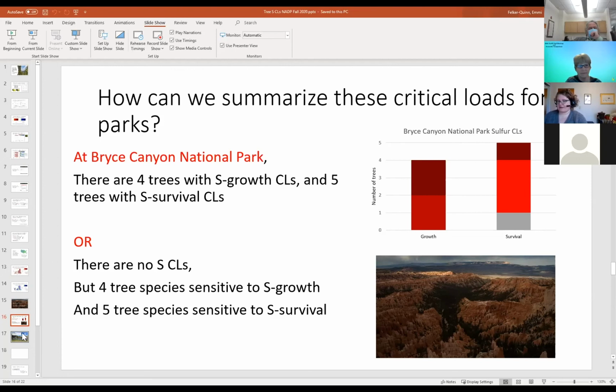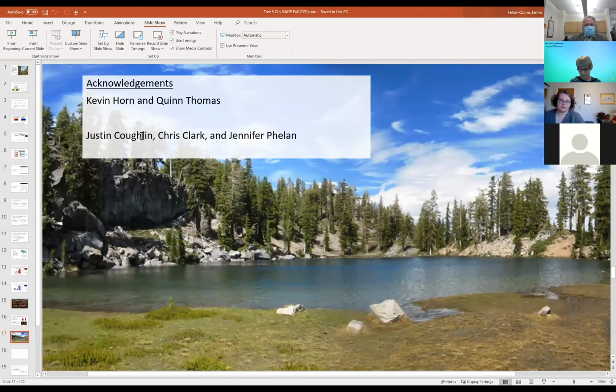With that, I would like to acknowledge Kevin Horn and Quinn Thomas, who did the original work and with whom we're co-authoring a report on applying the nitrogen and sulfur critical loads within the national parks. And I'd like to acknowledge Justin Coughlin, Chris Clark, and Jen Phelan, who are leading efforts to push the analysis of the tree critical loads and the application of the tree critical loads further. And with that, I thank you, and I'll take any questions.